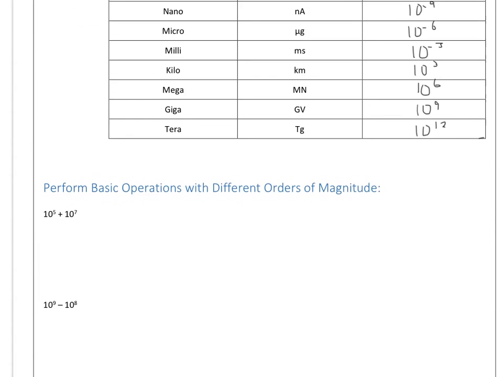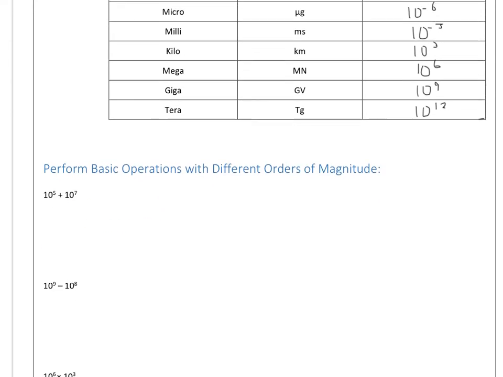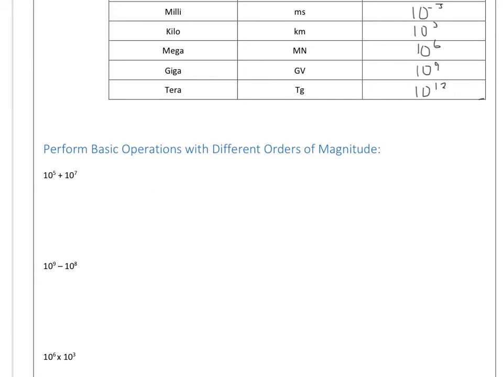And now we need to make sure that you can deal with things which are in different orders of magnitude. So as part of a calculation, you might, for example, need to add 10 to the 5 to 10 to the 7. So you can only add numbers which are of the same order of magnitude. So the first thing we need to do here is essentially convert them to the same. So 10 to the 5, we'll just write as this. And we'll need to convert the other number into 10 to the 5 as well. So that would be 100 times 10 to the 5, because 10 to the 7 is 100 times bigger than 10 to the 5.